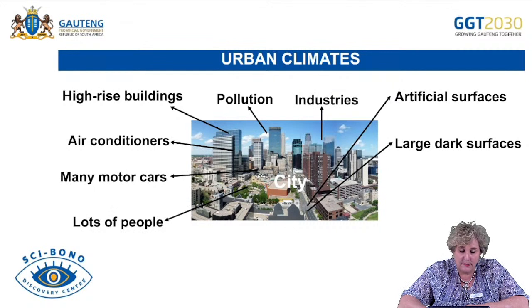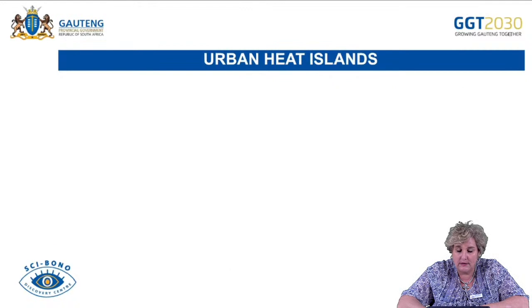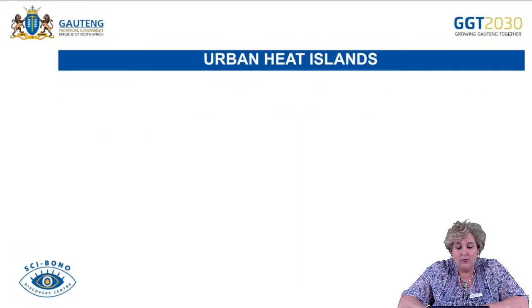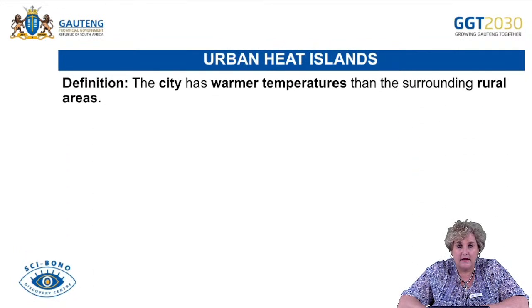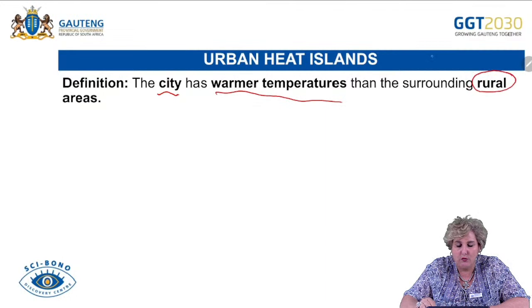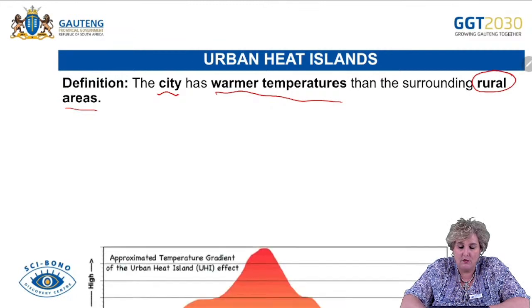Then we have lots of people living in an urban area. There's a lack of vegetation. If you look at that photo compared to the previous photo, you will see there are only a few trees there, not like the previous slide where there is lots of vegetation. Now, the heat over the city will create an urban heat island. What is the definition of the urban heat island? It is when the city has warmer temperatures than the surrounding rural areas. So it's warmer over the city than it is over the rural areas.